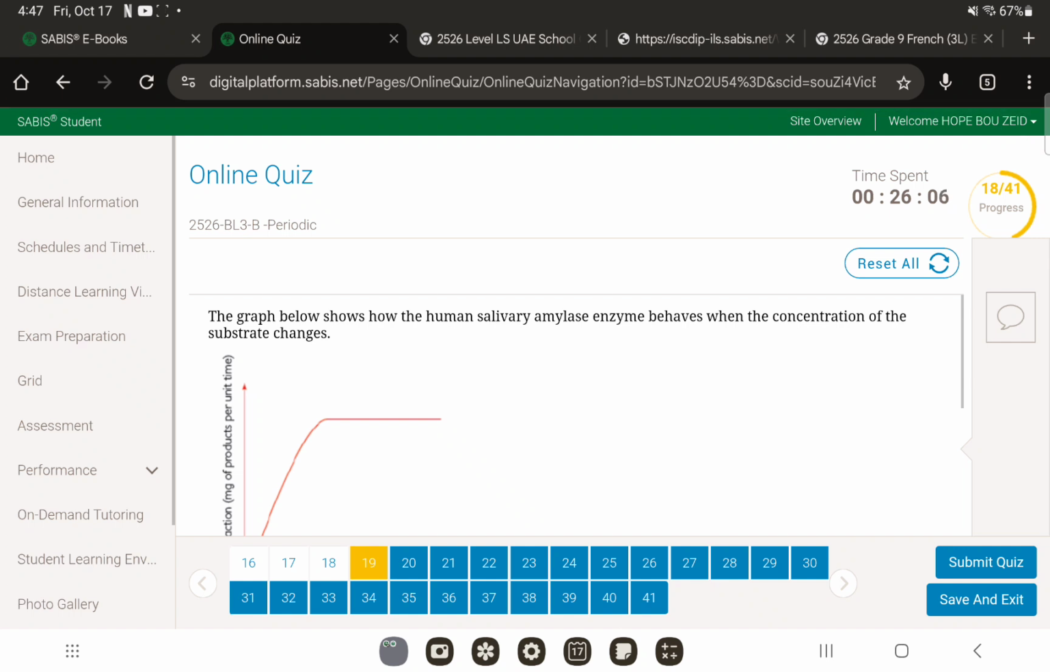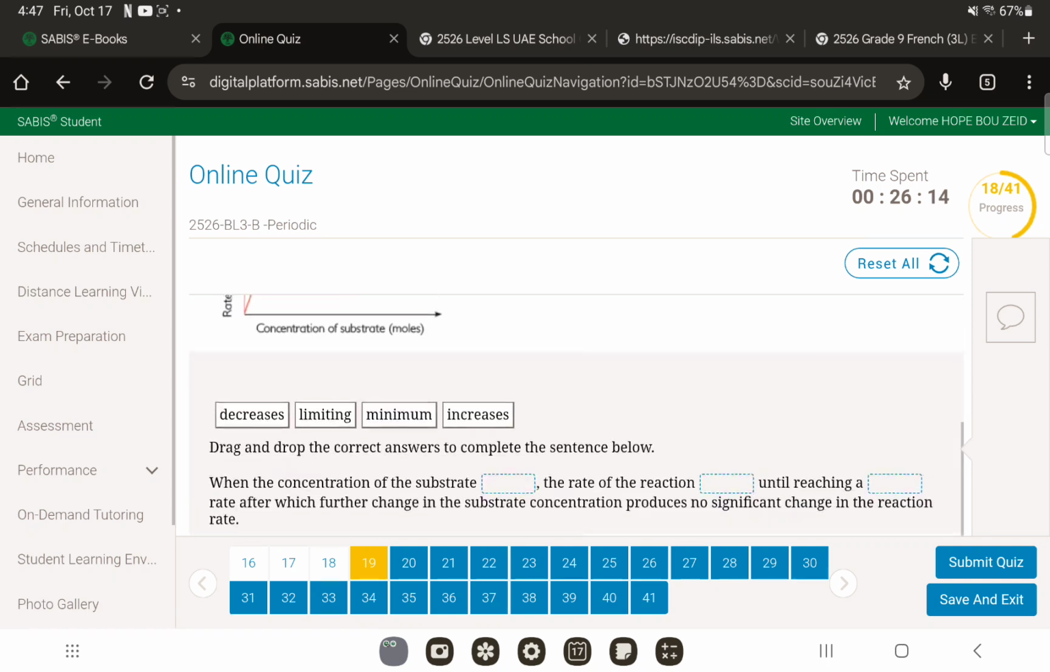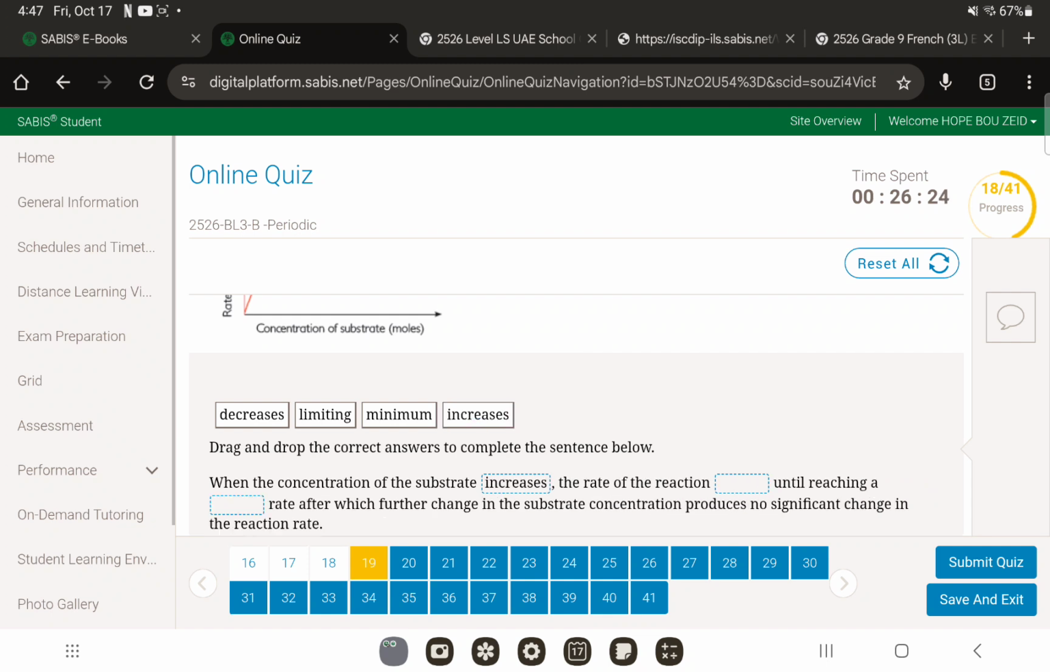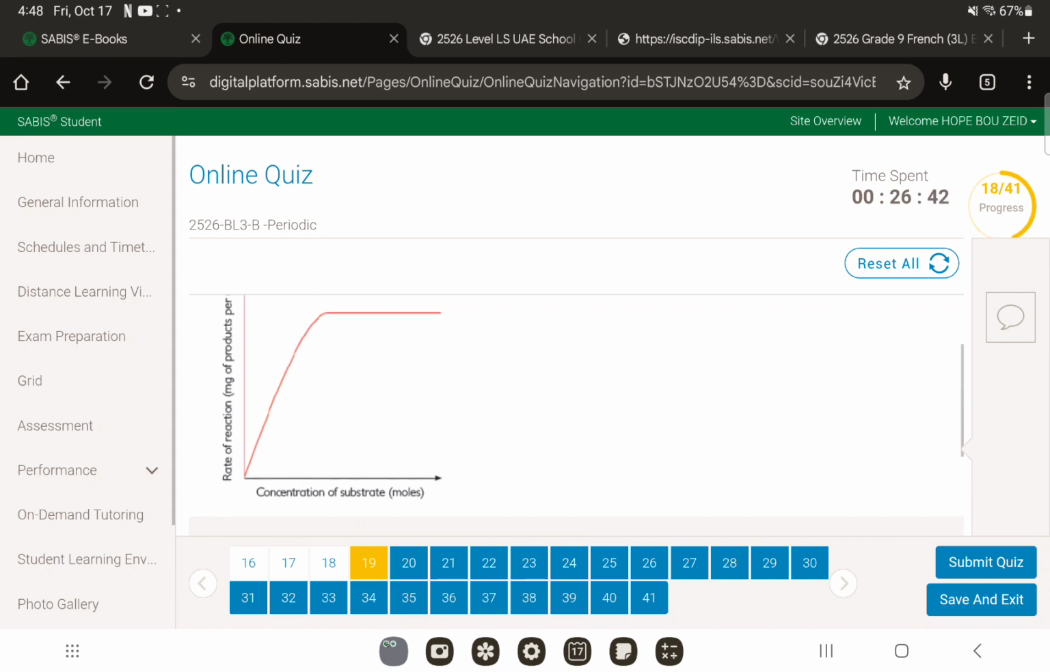The graph below shows how the human salivary amylase enzyme behaves when the concentration of the substrate changes. Drag and drop the correct answers to complete the sentence below. When the concentration of the substrate increases, the rate of the reaction increases until reaching a limiting rate, which further change in the substrate concentration produces no significant change in the reaction rate.